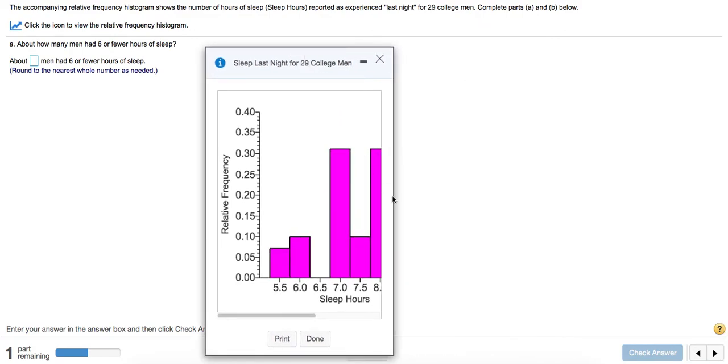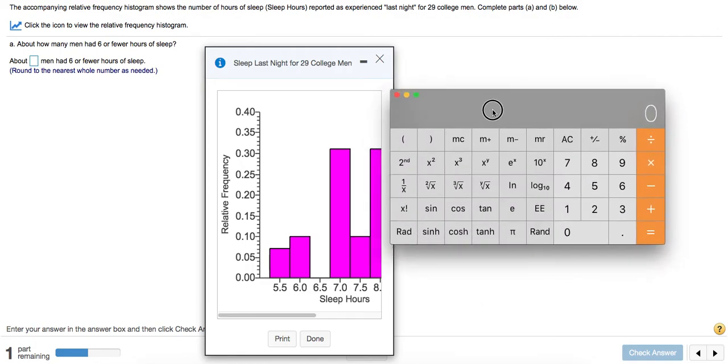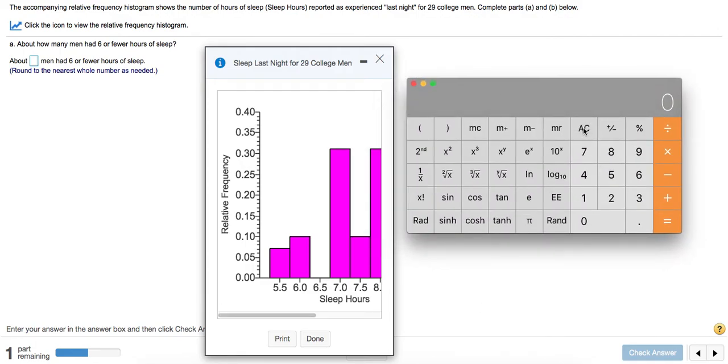I don't think we need a calculator to do most of this, but I'll just pull one up to talk about the process I'm doing. So from here, I'm going to take 0.07, which is 7%. I'm going to add it to here, which is 0.10 or 10%. You get 0.17 or 17%.